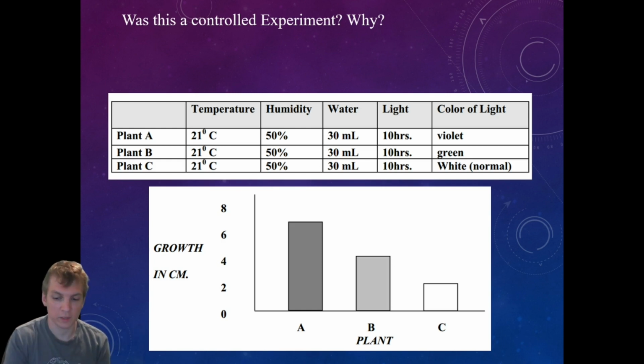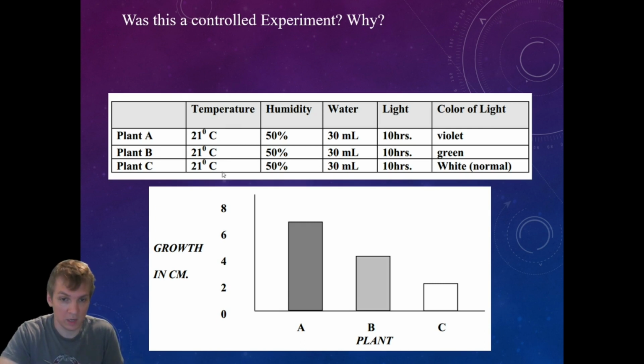So we have to first take a look at all of the things that are presented to us in the graph and in the chart. Plants A, B, and C, let's just assume that these plants are the exact same type of plant. Okay, so it doesn't matter what the plant is, but let's just say they're all the same type. We have a lot of things going on here. We have temperature, humidity, water, light, and color of light.